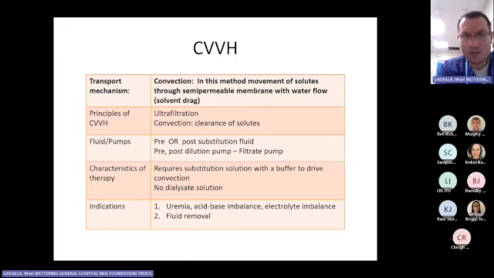We can use it in uremia, if there is acid-base imbalance or electrolyte imbalance, and also for fluid removal. The pumps we use are the pre- or post-substitution fluid pumps, the pre- and post-dilution pumps.